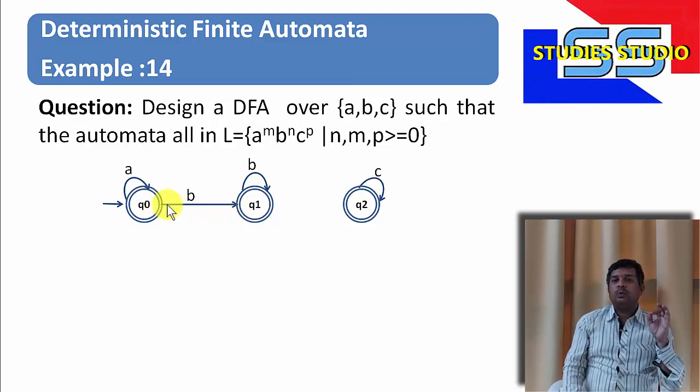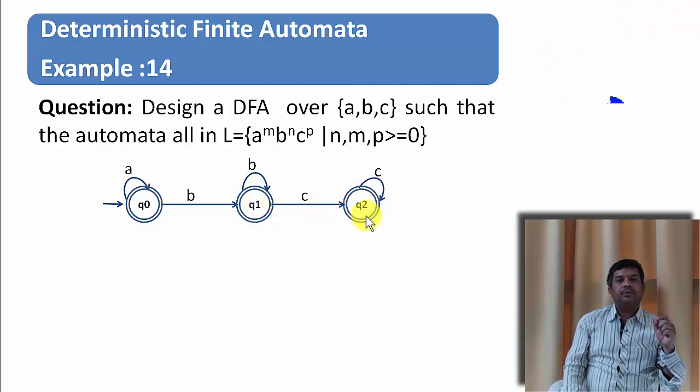If we got at least one B, after that any number of B's we can get from this loop. Let us assume right now that we are in state Q1. At least one C will take me to the state Q2, and after that any number of C's, there is no problem on this.